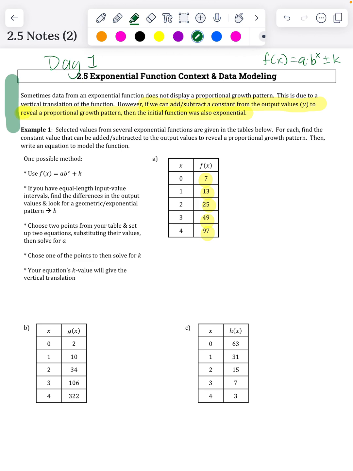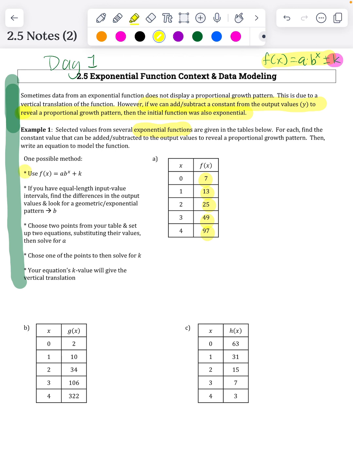So what is this going to look like? Here's our concept. I'm going to actually extend this down here because yes, it's an example, but without this example, we don't know what we're doing. So selected values from several exponential functions are given in the tables below, for each, because it's telling you that it has an exponential format. Find the constant, so that's going to be that k value up here, that could be added or subtracted to the output values to reveal a proportional growth pattern. Then write an equation. We have 2 methods. One's going to be with the calculator, which is day 2, and one is going to be with your big brain, which is right now.